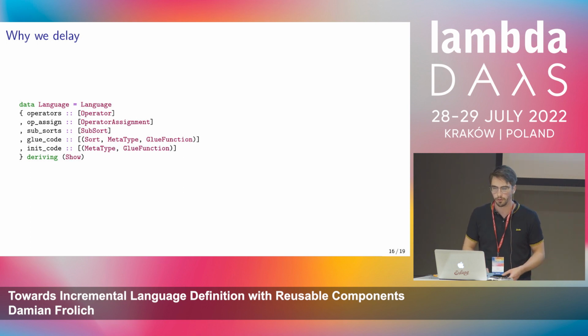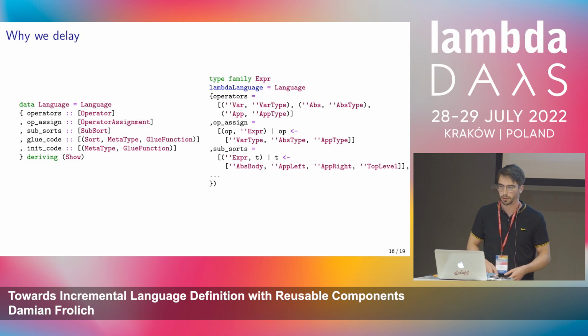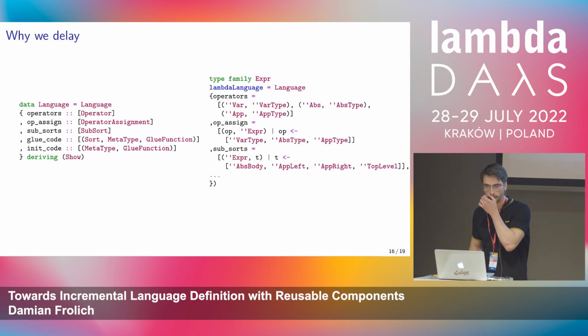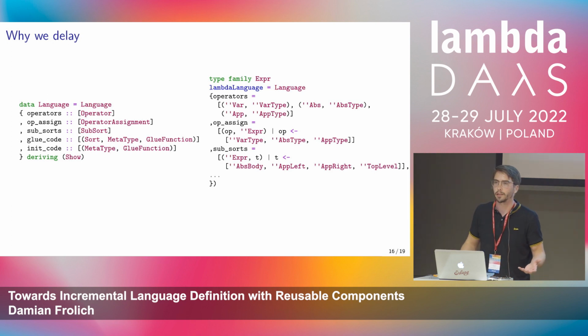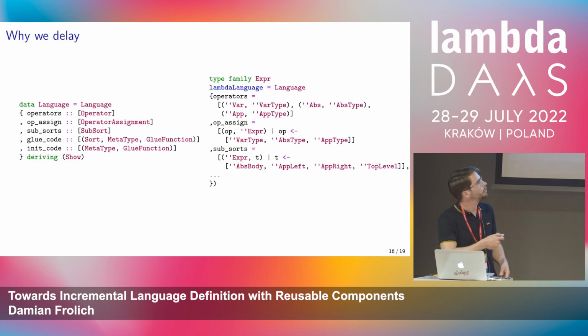And why is this useful? Well, first, let's see how it looks. This is how a language construct of our earlier introduced Lambda calculus looks. So first we define the auxiliary sort, which is done via the type family. Then we define our language, where we have our operators, our assignments, and our subsort declarations. And because we are just working in Haskell, we can just use Haskell. So here we just have list comprehension to make it a bit easier.